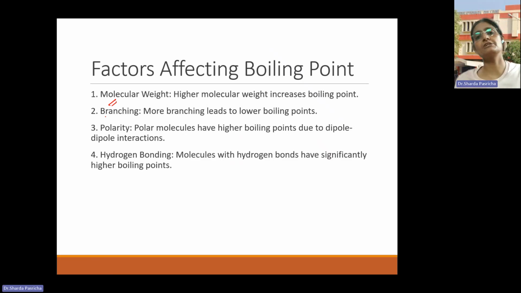The fourth factor which affects the boiling point of a liquid is the hydrogen bonding. Polar molecules, especially in case of molecules which have hydrogen bond donors and hydrogen bond acceptors, can form strong intermolecular hydrogen bonding, because of which higher amount of energy is required to overcome the intermolecular forces of attraction, and the boiling point of the liquid will increase.